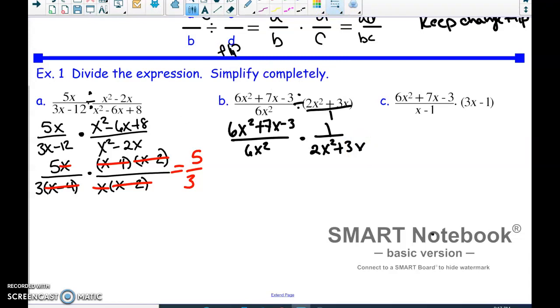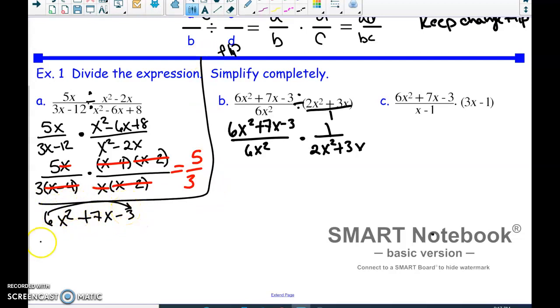Now I need to factor, and to factor, I'm going to do a little bit of side work over here. So 6x squared plus 7x minus 3. I'm going to multiply 6 times 3, so x squared plus 7x minus 18. And then factor. I need two numbers that multiply to give me negative 18, but add to give me positive 7. So positive 9 and negative 2. 9 times negative 2 is negative 18, and 9 minus 2 is 7. And remember, when you multiply that term by that last term, then you have to divide by that 6.